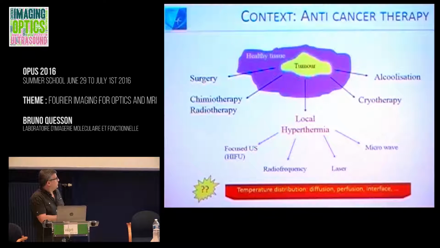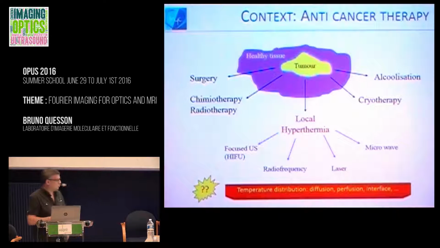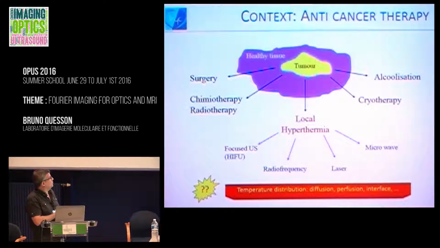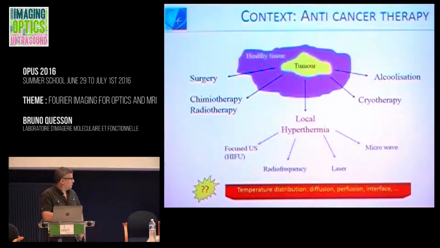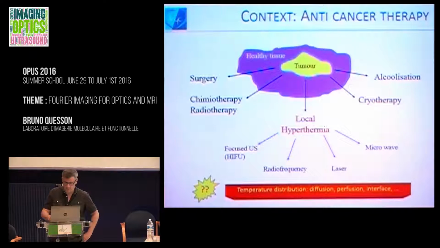Whatever the method used for inducing the temperature change in that pathologic tissue, the question is: what's the actual temperature distribution inside my tissue during the treatment? So the idea there is to use magnetic resonance imaging to map in real time the temperature change, the temperature distribution in my tissue while I'm trying to treat my tumor. This temperature distribution and the surrounding tissue depend on the tissue properties relative to temperature, namely the thermal diffusivity, the perfusion of the tissue, and the temperature at the interfaces between the different tissues.